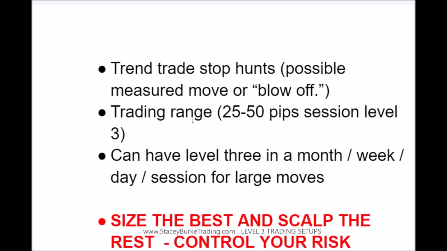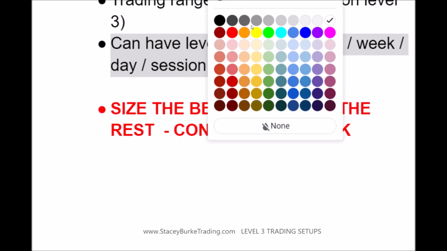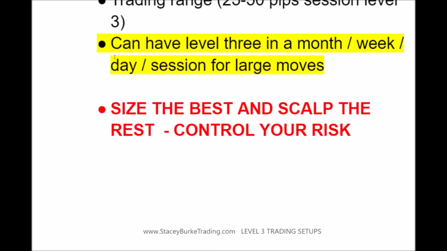So that might be a move outside of the high or the low, and then they actually might be locking in the high or the low outside of the range for a reversal trade setup, again at the high of the week, after news, whatever. There are different variables that will affect the type of setup. You can have level 3 in a month, a week, a day, a session for large moves. These ones have the potential to be scaled up in size, and they have the potential to make very large moves. So size the best trades, scalp the rest, control your risk, and develop the skill set in recognizing these opportunities when they show up.